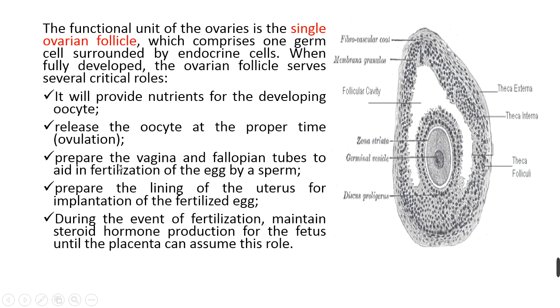It will prepare the vagina and fallopian tubes to aid in fertilization of the egg by the sperm. Also, it will prepare the lining of the uterus for implantation of the fertilized egg. In the event of fertilization, it will maintain steroid hormone production for the fetus until the placenta can assume this role.